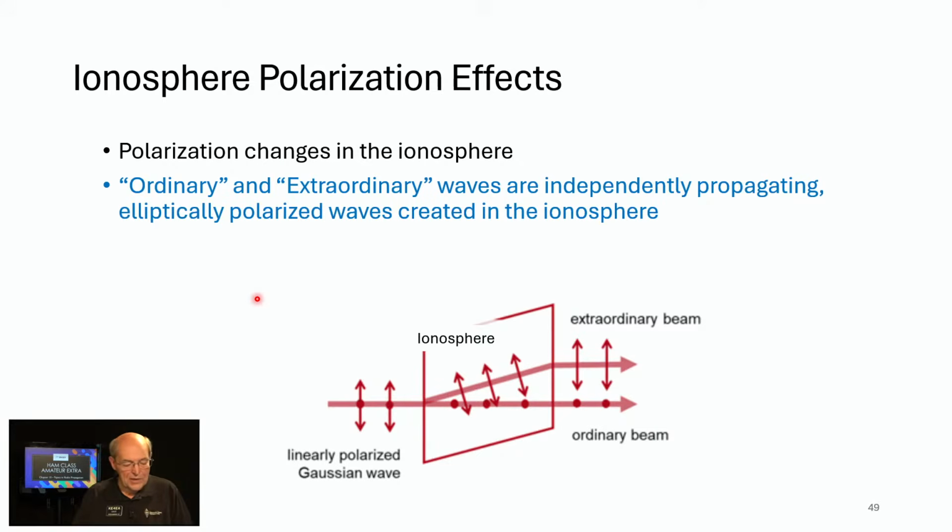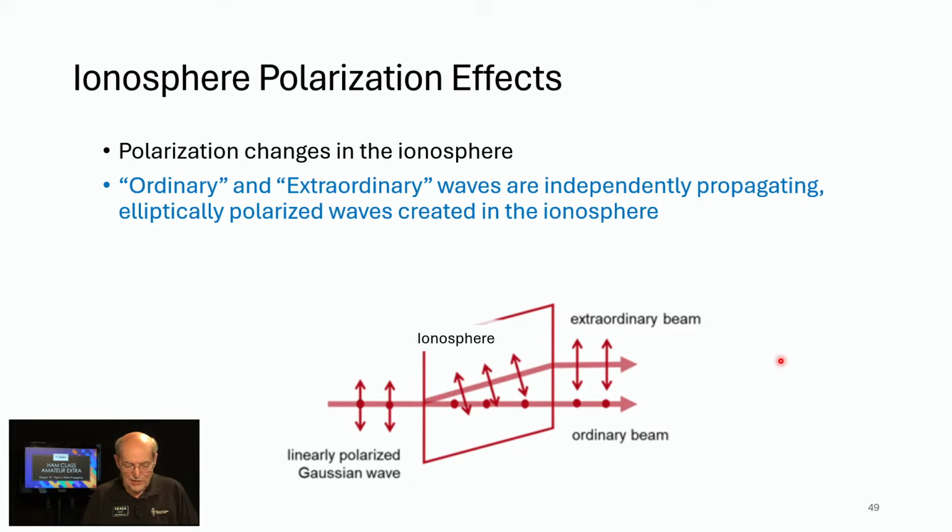Ordinary and extraordinary waves are independently propagating, elliptically polarized waves created in the ionosphere. Another way that I like to think of it is if you have a horizontal antenna, somebody with a vertical antenna some distance away is probably going to hear some of what you're sending. Normally, if the polarization isn't the same on both ends, you have a greatly diminished signal. But you can have a little bit of both once they split into these so-called elliptically polarized waves. Really freaky stuff that's going on.